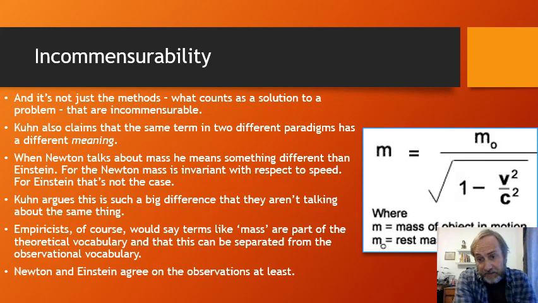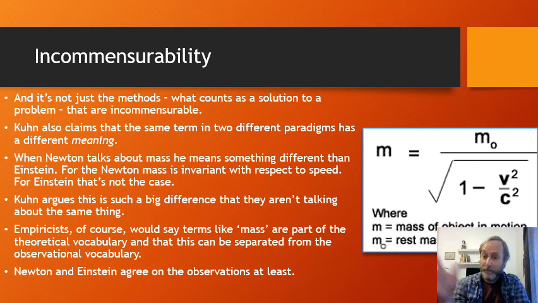And it's worse than that. It's not just the methods, what counts as a solution to a problem or what counts as a good theory, it's not just those things that are incommensurable. Kuhn also says that even if you're using the same term in, say, Newtonian mechanics and relativistic mechanics, like mass, right? That word appears in both theories. Kuhn says those words are going to have totally different meanings in the two paradigms, in the two theories.